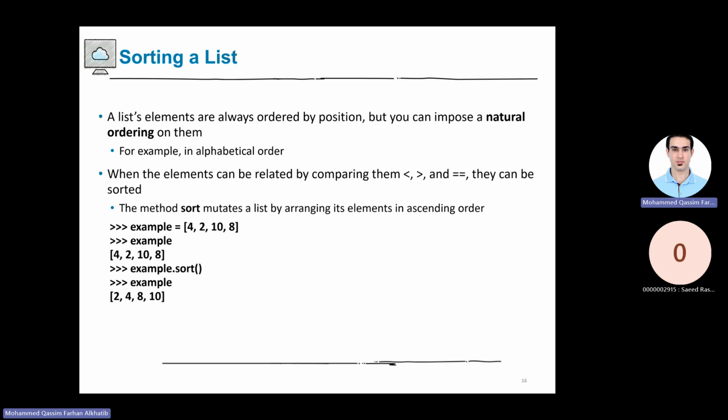List elements are always ordered by position, but you can impose a natural ordering on them based on their values, for example, alphabetical order. When the elements can be related by comparing, then they can be sorted. The method sort mutates a list by arranging its elements in ascending order. Now, what does that mean? You do not just display a sorted version of it. No, you are actually sorting the list. So it will not return a value. It will just sort the list.